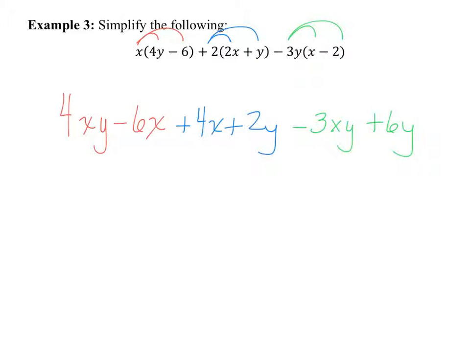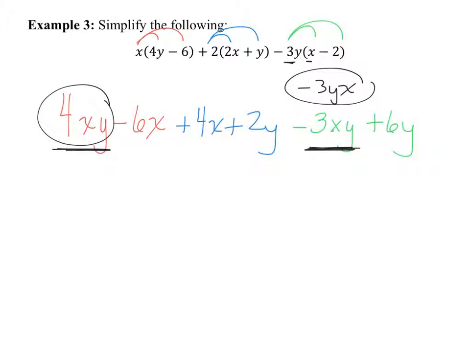Now, combining like terms, I'm going to notice that I've got a 4xy, and some of you probably wrote this as negative 3yx, but those are like terms. I understand why you did that, because it's a negative 3y times x. But this is the same like term as this, because they both have the same variable component. So you just do the 4 minus the 3, which gives you 1xy. And you don't have to write the 1, obviously, right?